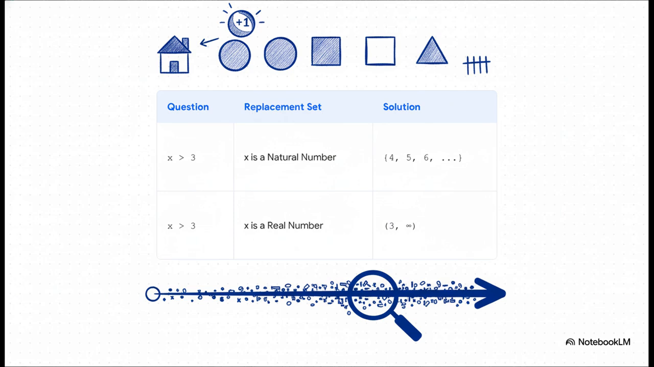And here's one last really important detail that can completely change your final answer. You have to know what kind of numbers you're allowed to use. Look at this. In both cases, the question is x greater than 3. But in the first row, we're told x has to be a natural number, a positive whole number. So the solution is just the numbers 4, 5, 6, and so on. But in the second row, x can be any real number. That includes all the decimals and fractions. That's why the solution is a whole interval, covering every single number from 3 all the way up to infinity.